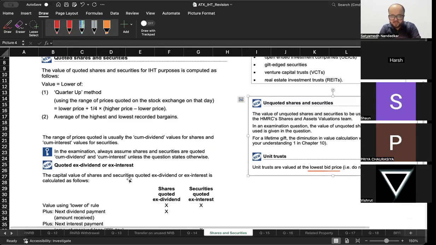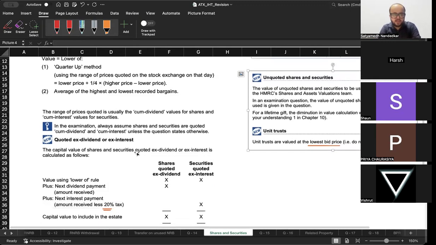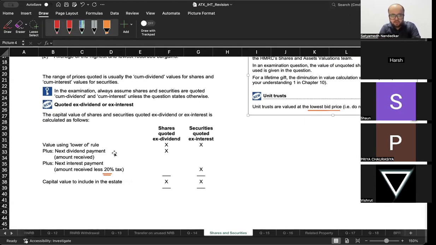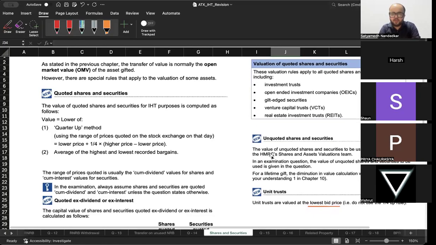The range of prices quoted is usually the cum dividend value for shares and cum interest value for securities. In the exam, always assume shares and securities are quoted cum dividend and cum interest unless the question states otherwise. आपको, if it is not given, if the amount of dividend is given to you separately, take the value of the share, उसमें ऐड करो next dividend payment. अगर security, मतलब if it is not a share, if it is a bond or something, उसमें ऐड करो next interest payment, and that will give you the value to be included in the death estate. You are supposed to include the cum interest, cum dividend values.